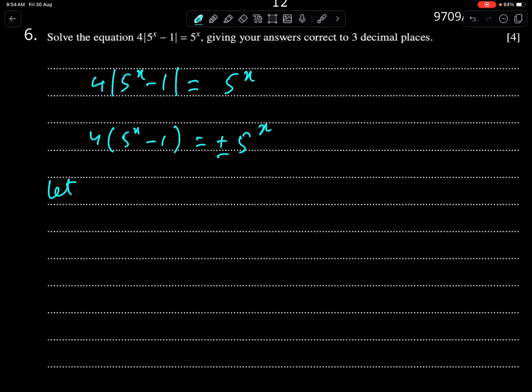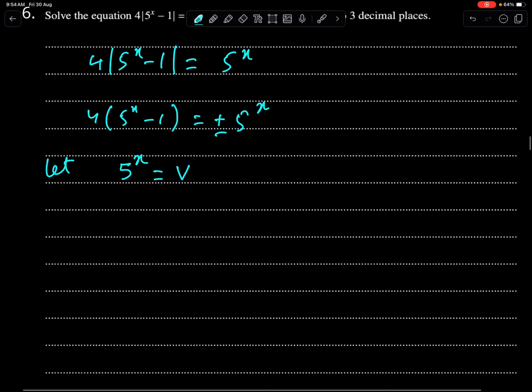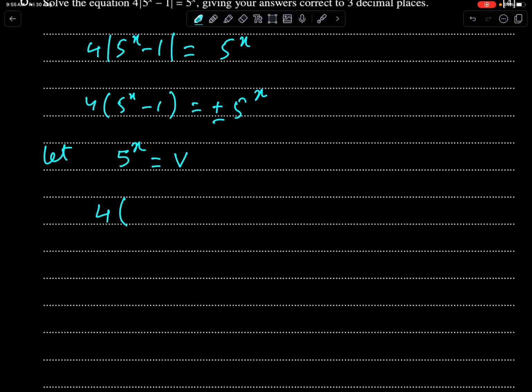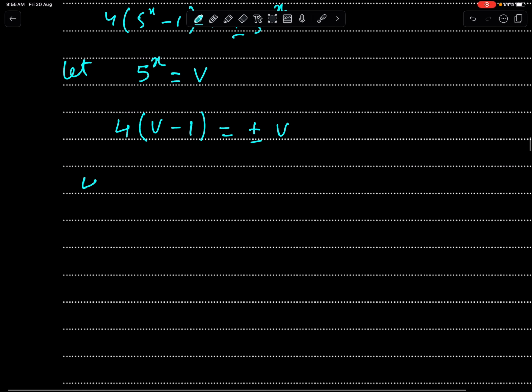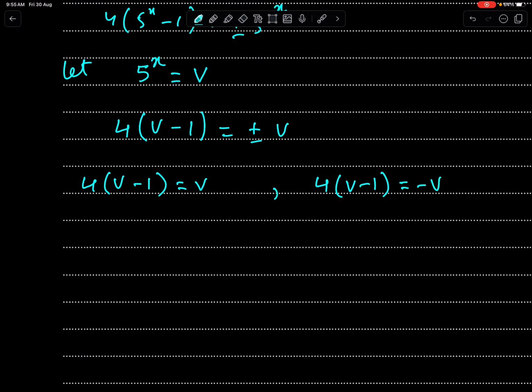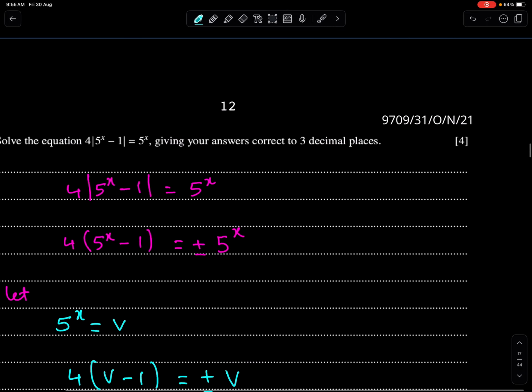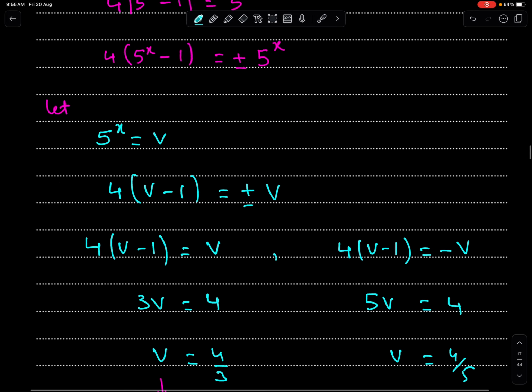We will discuss this in detail in logarithms. Let 5 power x be v. 4 times v minus 1 equals plus minus v. Now we have 2 equations, one with plus sign and one with negative sign. So we'll get 2 values of v. The values of v are 4 upon 3 and 4 upon 5.